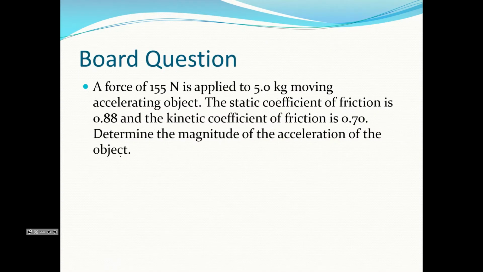So let's try a board question like that. Okay, try this on your own, pause the video, see how it goes, and I'll go through it right now. So a force of 155 newtons is applied to a 5 kilogram moving accelerated object. The static coefficient of friction is 0.88, and the kinetic coefficient of friction is 0.7. So because it's moving, we want to use the kinetic coefficient of friction, not this. Determine the magnitude of the acceleration of the object.